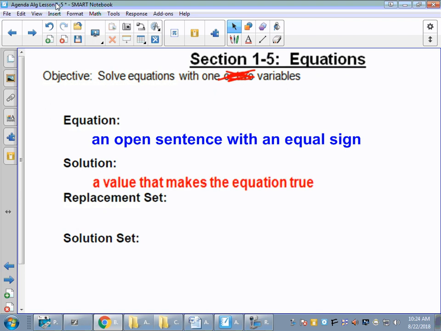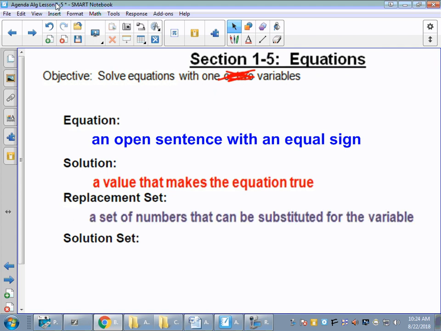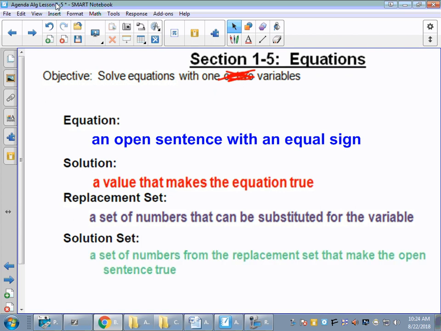Solution: we get solutions with equations. We can actually get an answer, and that's a value that makes the equation true. Then we're going to have two different types of sets. Replacement sets are numbers that you can substitute for the variable. Not all of them are going to work, but they're just a set of numbers that I'm going to give you to try and see if the equation is true. And then you've got your solution set. That's a set of numbers from the replacement set that makes the open sentence, or the equation, true.